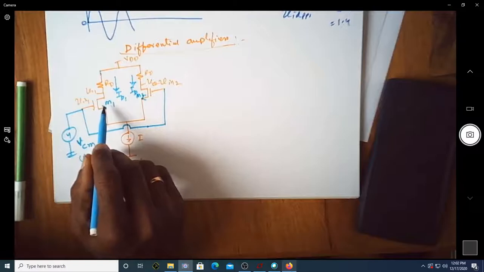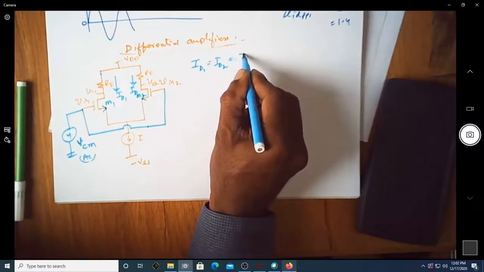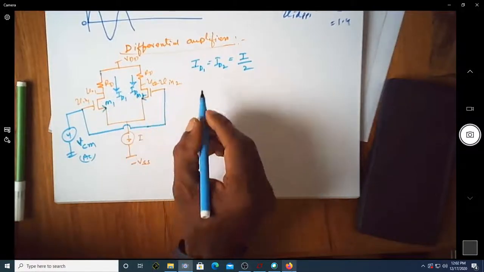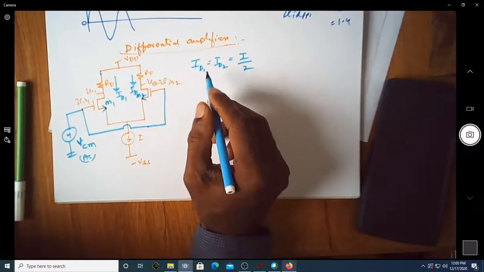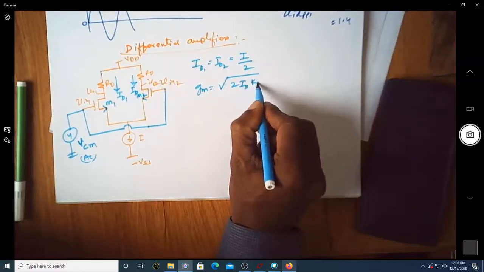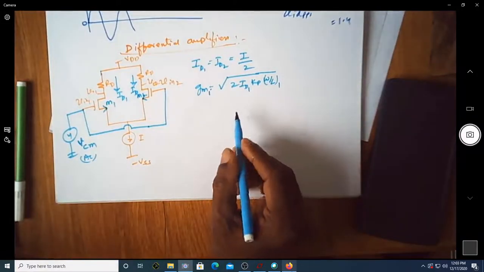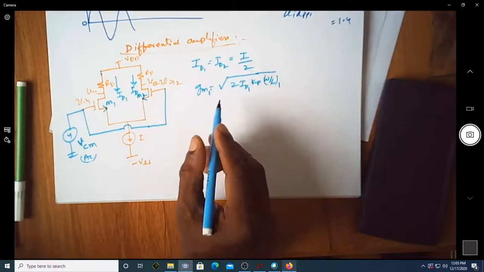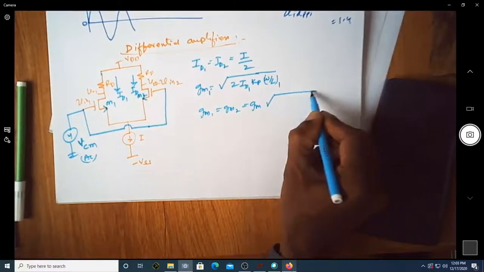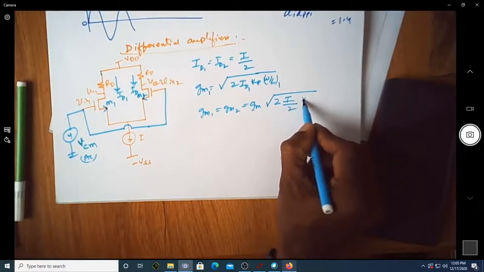Because of the matched pair of M1, M2 and the RDs being the same, the value of ID1 is equal to ID2 and will be equal to half of the tail current. These DC currents decide the value of transconductance. So gm is equal to the square root of 2 ID Kp W by L. For gm1, this becomes ID1 and W by L1. Since we are assuming ID1 equals ID2 equals I by 2, I can write gm1 equals gm2 equals gm, equal to the square root of 2 into I by 2 into Kp W by L.